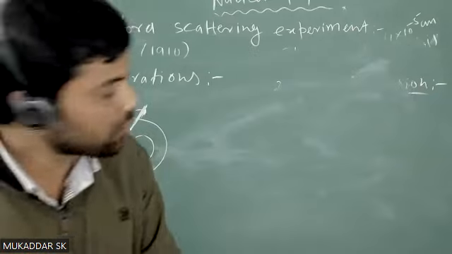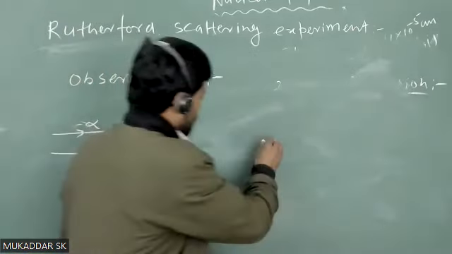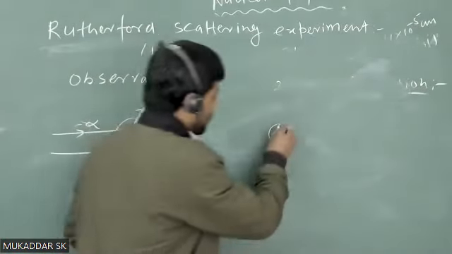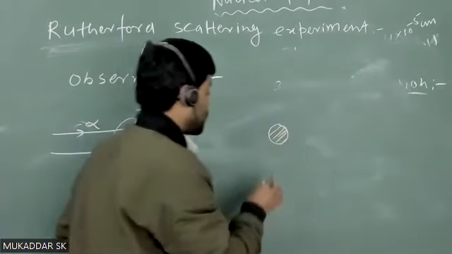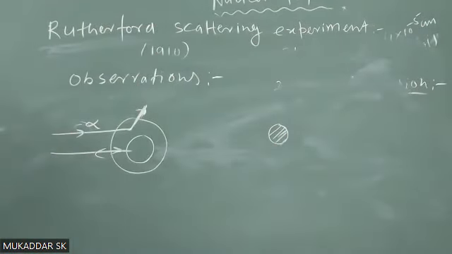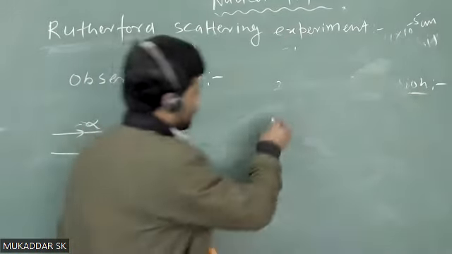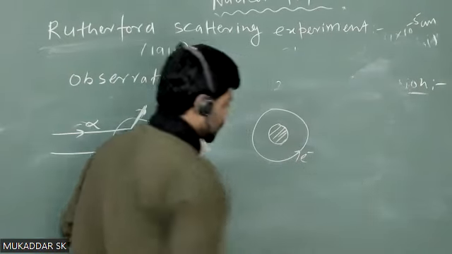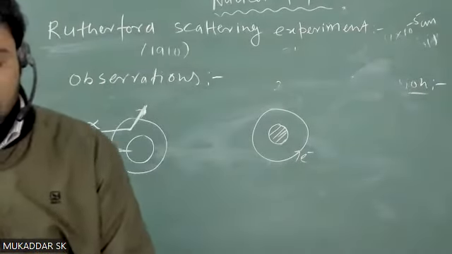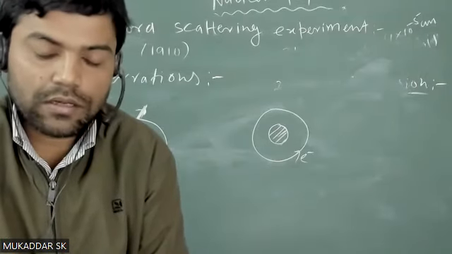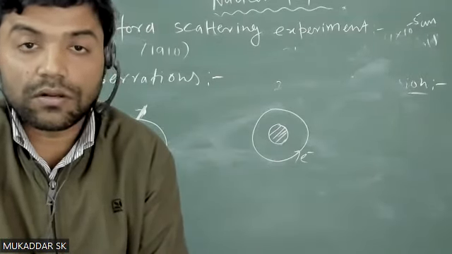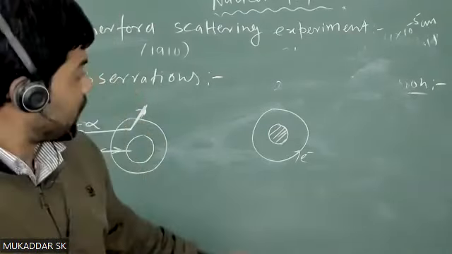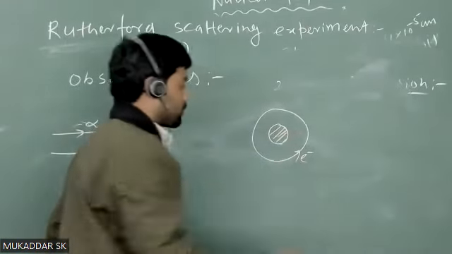Also he said that you have a nucleus. The whole mass of that atom is concentrated at the center, and he gave the name of that center as the nucleus. And he said that electrons are revolving around this nucleus. So what he discovered was the nucleus: the location at which mass is concentrated is called the nucleus. And also he said that electrons revolve around this nucleus.